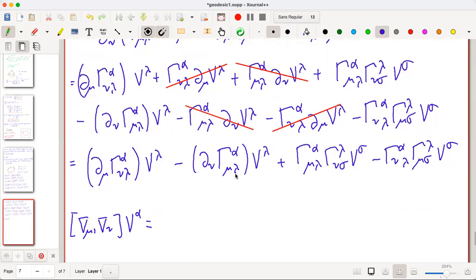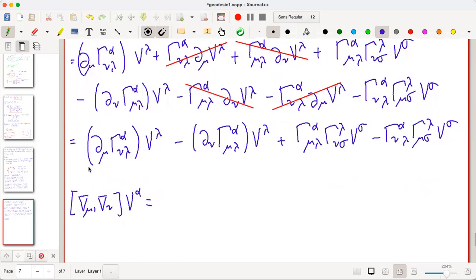Okay, so this is the left hand side and this is the right hand side. Now I can change the right hand side so that all of them have v of lambda. Can we do that? Yes, we can. So now I can just write it down like this. I pull the v lambda out. But for these two, we have v sigma instead of v lambda. What can we do? Well, we can rename sigma as lambda and lambda as sigma.